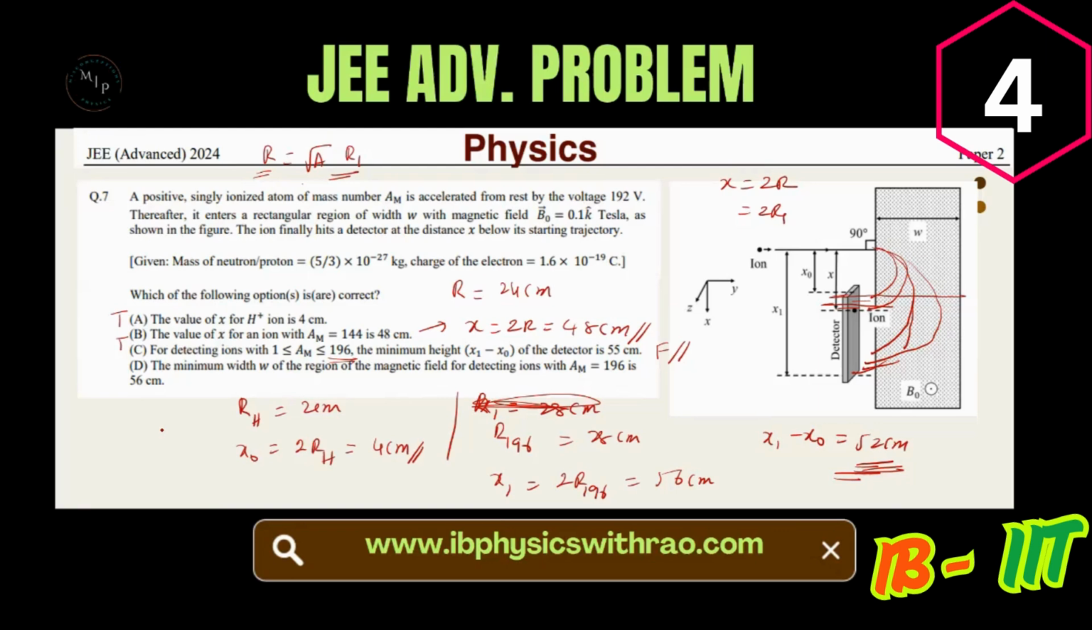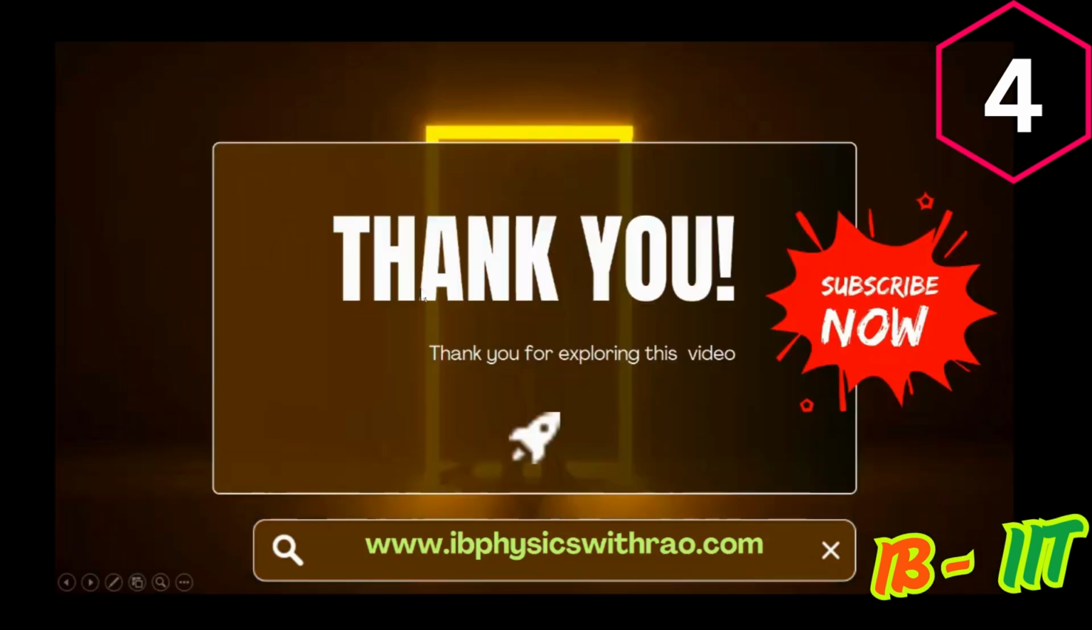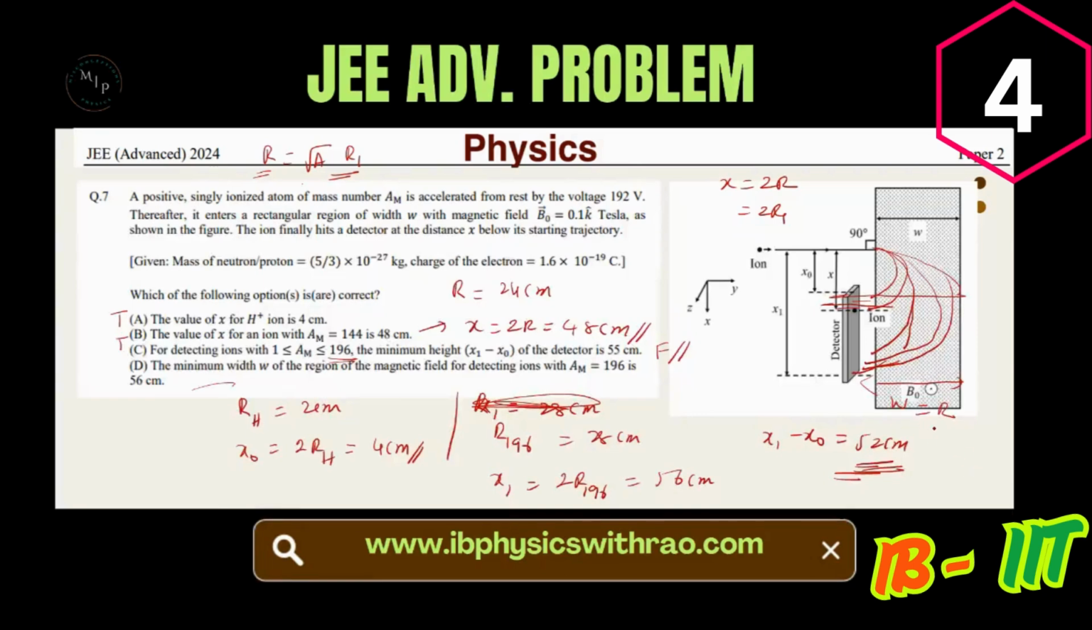Then the minimum width of the region of the magnetic field for detecting the ion is 56 centimeter. Now what will happen? So it is asking about the minimum width. See, this ion should come like this, go over here and come over here. Okay, so what is this now? A half circle. If it is a half circle, then what should this distance be? This is the width over here. This width is nothing but equal to the radius, right? Okay, width is equal to radius.